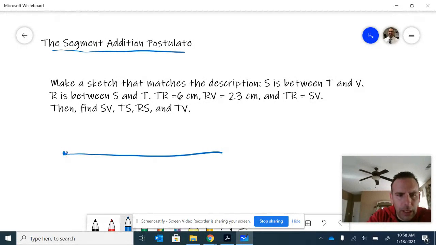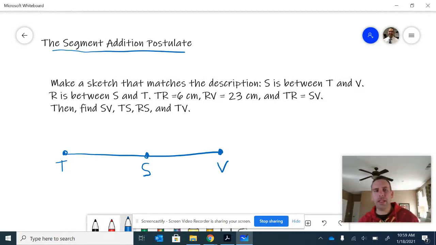If you have T and V, they're on a line or line segment here. S is between them. We don't know where. You could put it in the very middle, and that would be fine. You could put it off to one side. It doesn't really say. It just says between, meaning on the same line segment.